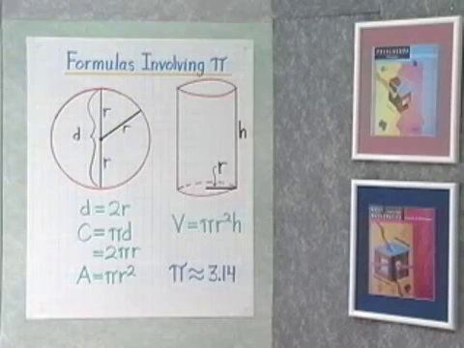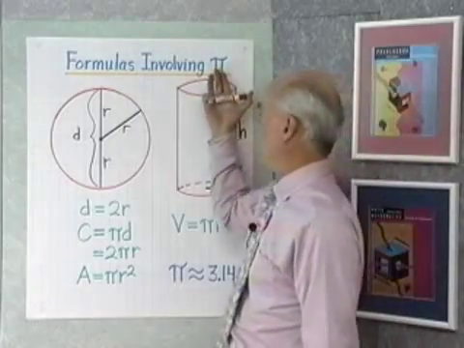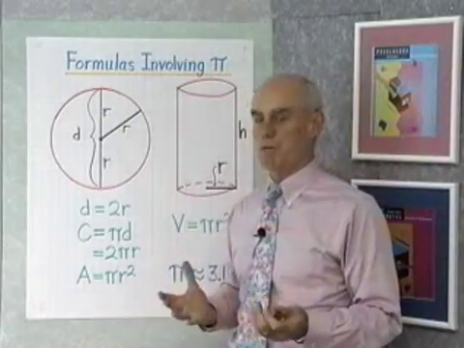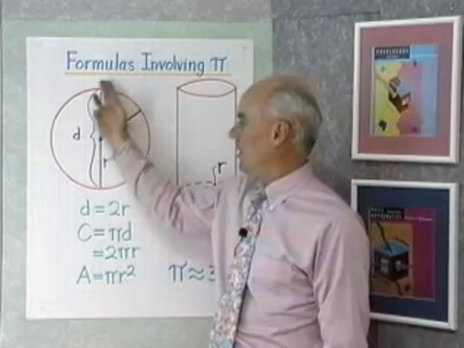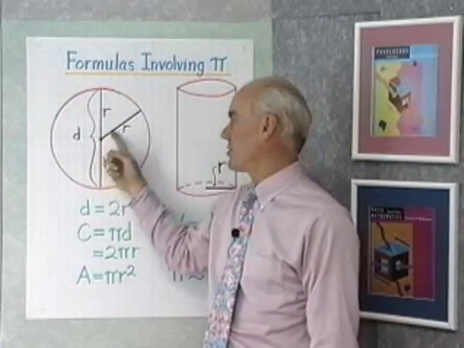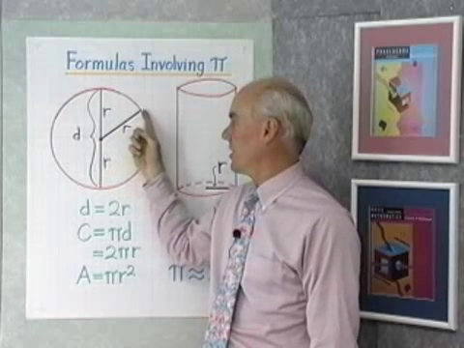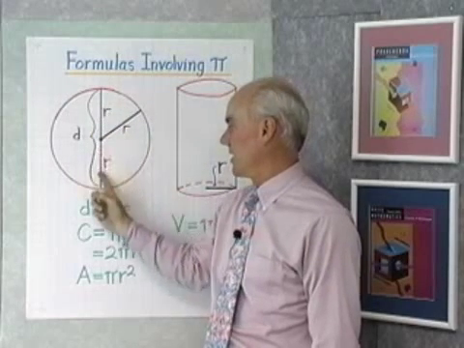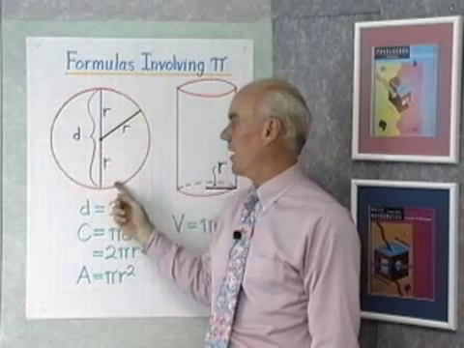I've written over here on the board some formulas that involve the number pi, and for us, pi we're going to estimate with 3.14. So here I've drawn a circle. It has a radius of r, and the radius is the distance from the center of the circle out to the outside of the circle. So that's the radius, that's the radius, and that's the radius, and it's r all the way around.